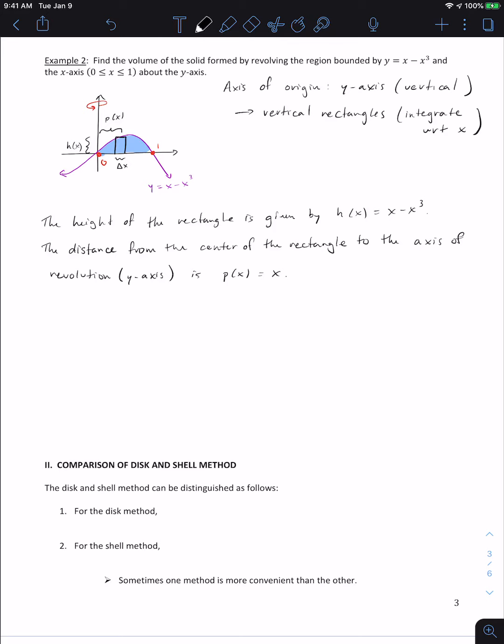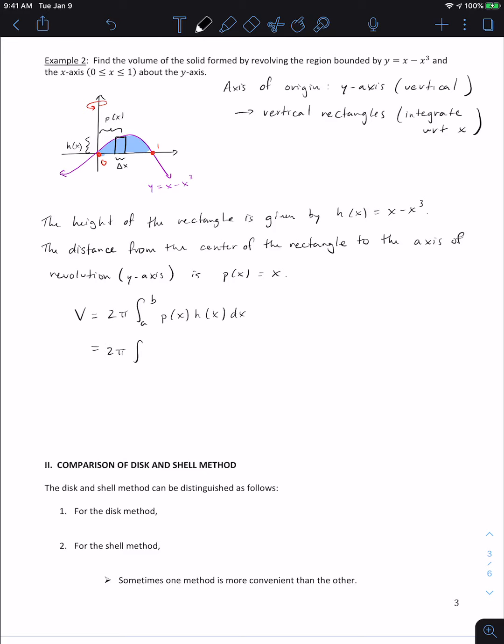In general, if my axis of revolution is either the x-axis or the y-axis, oftentimes p of x or p of y is just going to be x or y, right? In the case where my axis of revolution is some other line, that's where I need to be more careful, right? But if the axis of revolution is the x-axis or the y-axis, then it's very simple, right? P of x is either equal to x or y. Okay, so now it's just a matter of our formula. Volume equals 2 pi, the integral from a to b, p of x, h of x, dx.